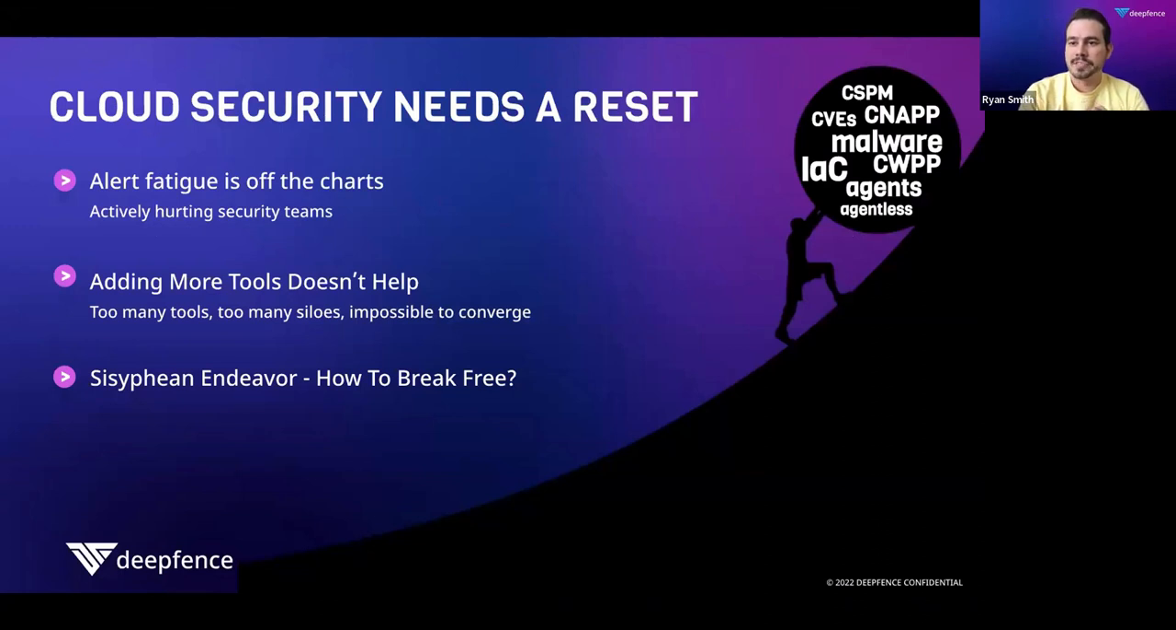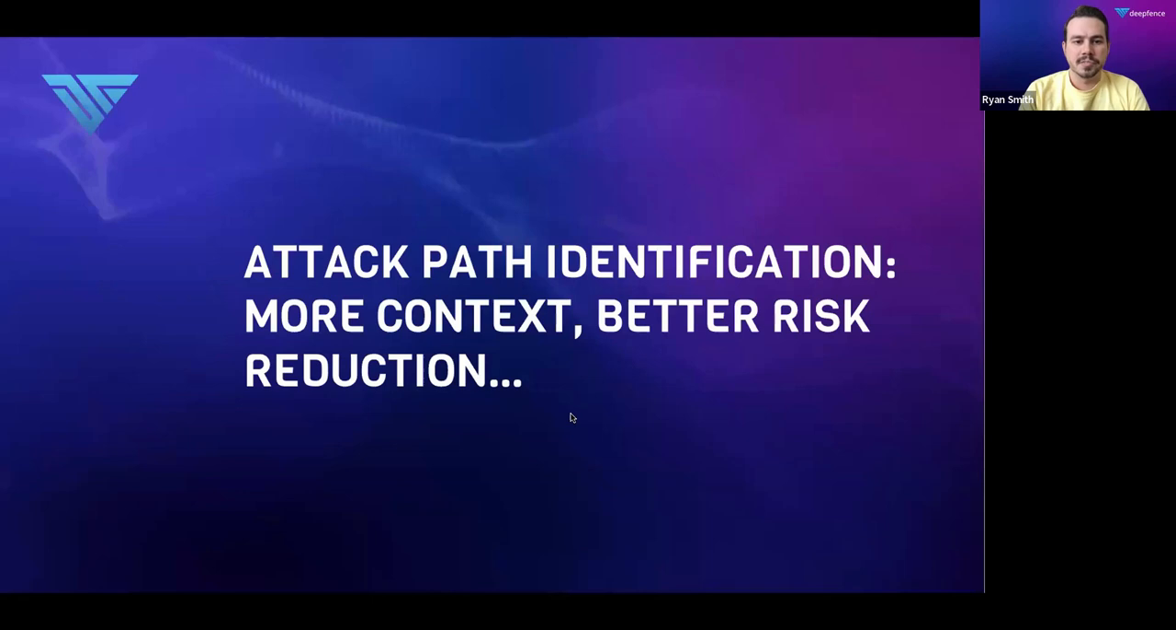But we think cloud security needs a little bit of a reset because, as we've seen, alert fatigue is off the charts. It's actively hurting your security resources and teams. Unfortunately, adding more tools and more software to the equation doesn't seem to help. It just creates more silos, more fragmentation within our security alerting and our detection and response. And so how do we really break free of this Sisyphean endeavor of rolling up the hill, right, with all of these things?